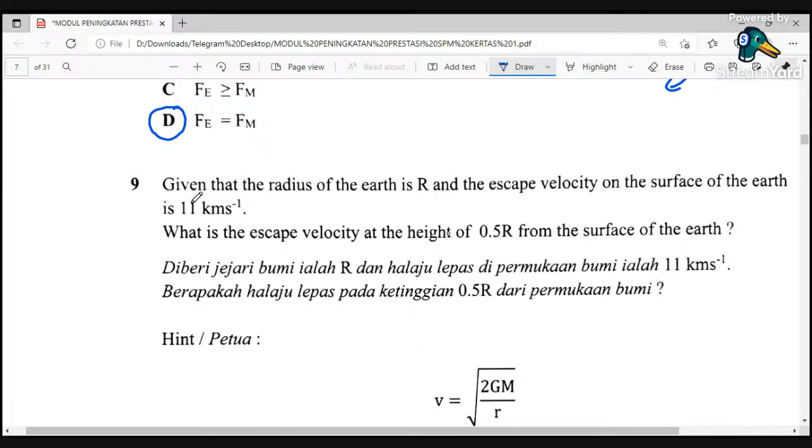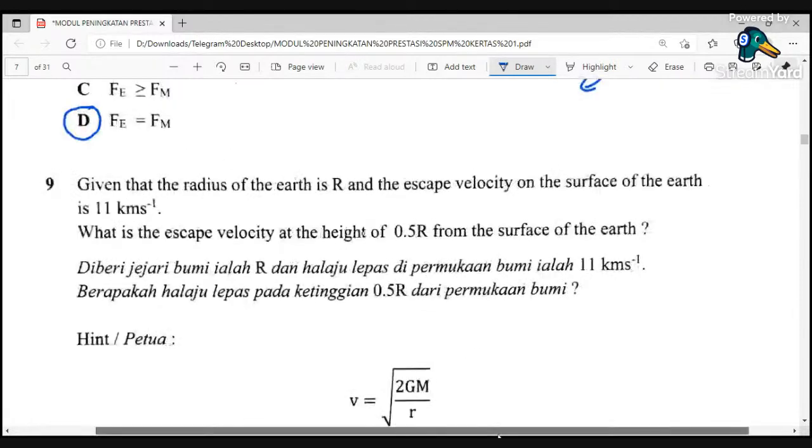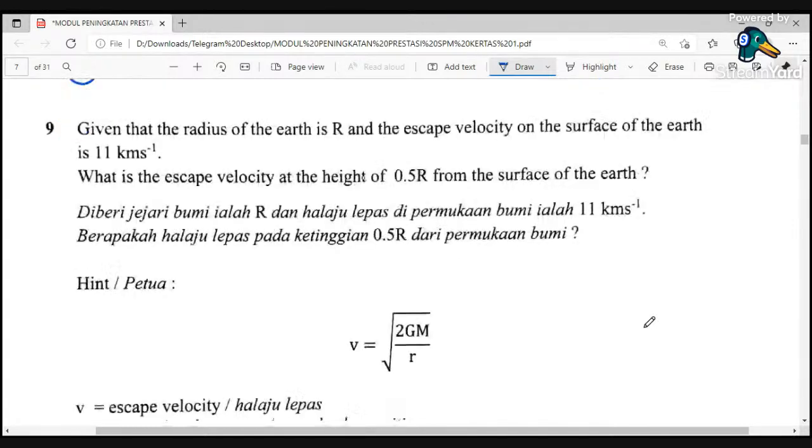Okay, number 9, given the radius of the Earth is r and escape velocity on the surface of Earth is 11 km per second. What is the escape velocity at a height of 0.5 r from the surface of the Earth? Okay, formula. This is also given in the list. You must know all the formulas. When we mention escape velocity, what is the formula? If they mention orbital speed, you must know the formula. That's why you have to study.